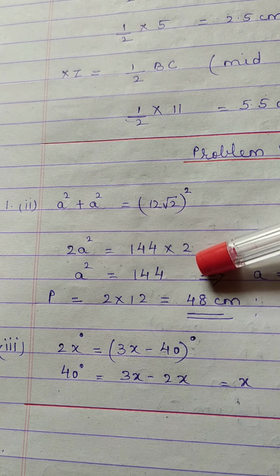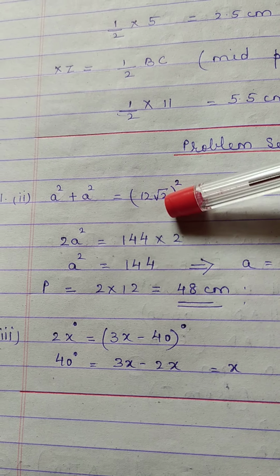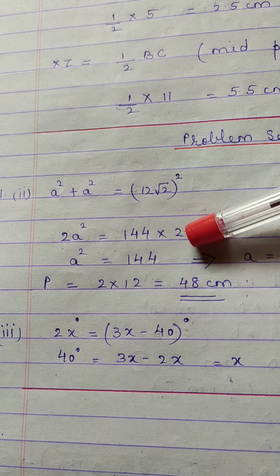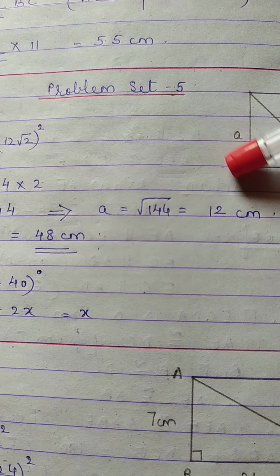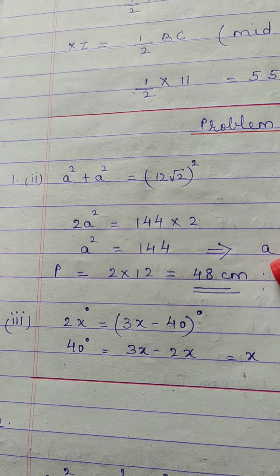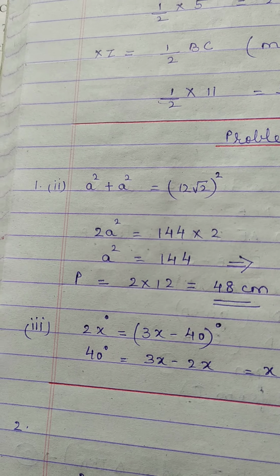When you solve this, 2a square is equal to 12 root 2 into 12 root 2, 144 into 2. A square is 144, a is 12 centimeter, 4 times 12 is 48 centimeter, which is the perimeter. So your answer is 48 centimeter.